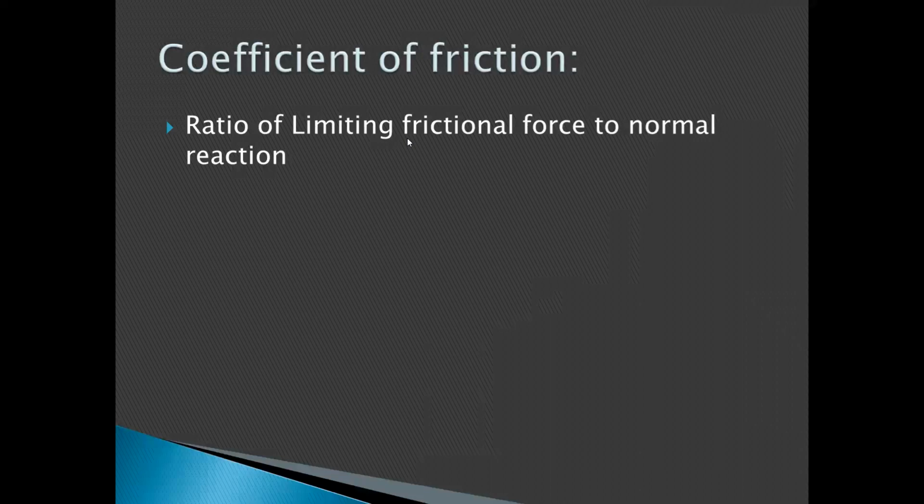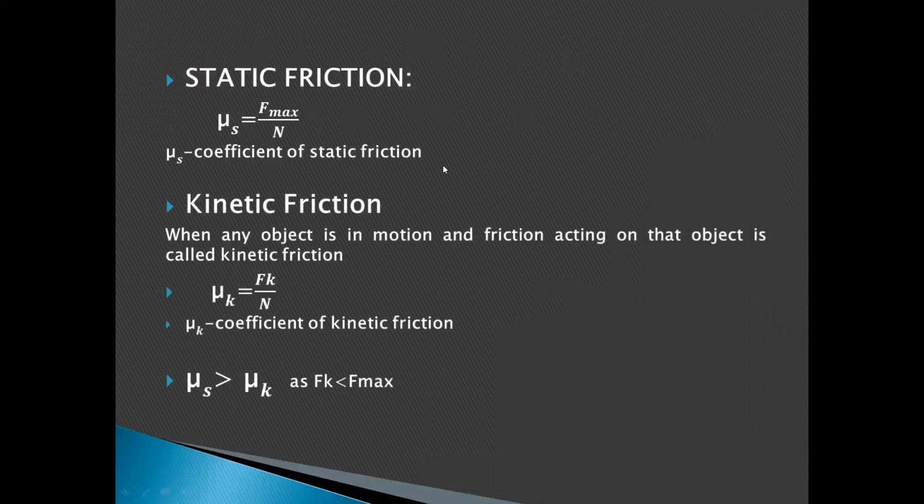So, first is the coefficient of friction. Coefficient of friction is the ratio of limiting frictional force to the normal reaction. When we say the ratio of limiting frictional force, that means it is the max value. So this definition is for static friction. When we mention the limiting frictional force, it is only the static condition. So from this, you can write the equation for the coefficient of static friction, which is mu s. This is equal to F max upon normal reaction.